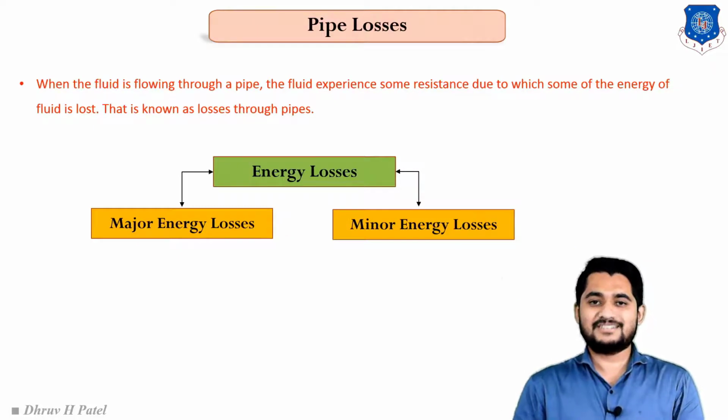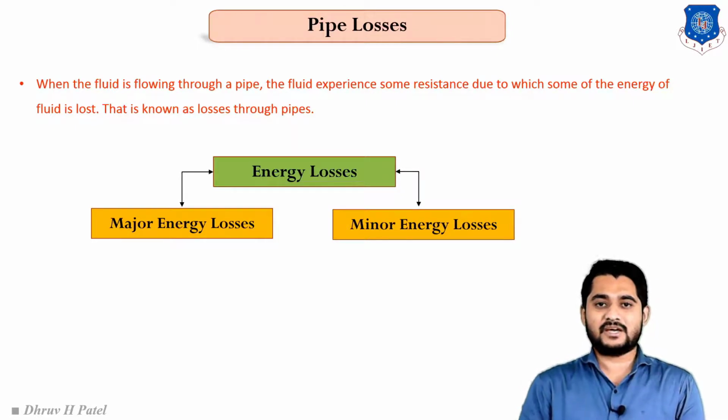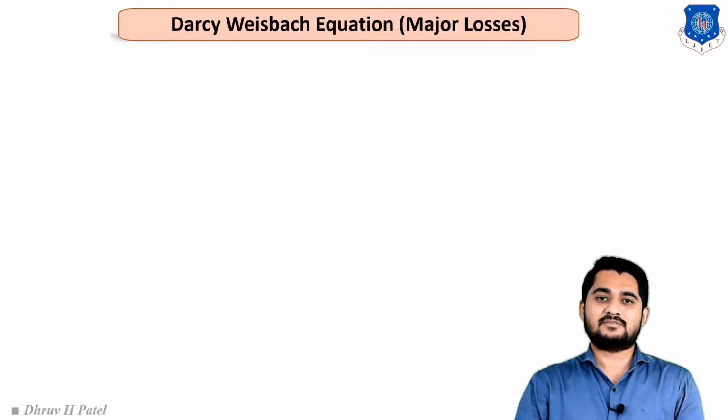First one will be major losses, this is due to friction, and second one will be minor losses, that is due to various assemblies or various fittings or various bends in a pipe. We have to derive equation for major losses in this video. So let us start with the major losses in the pipe, that is known as Darcy Weisbach equation.